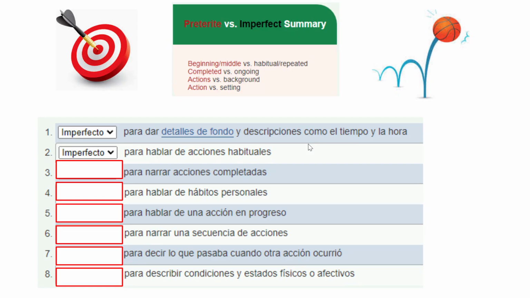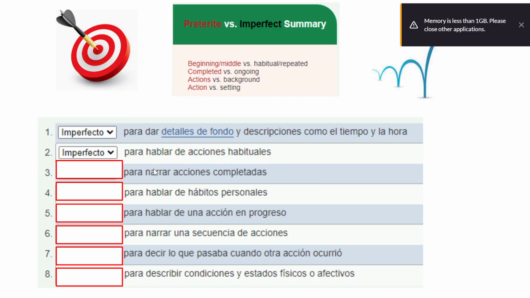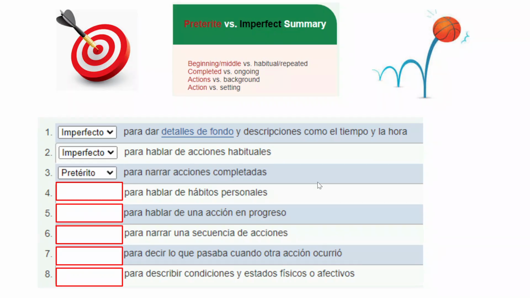Imperfecto. Para narrar acciones completadas. To narrate completed actions. Completed, those are very specific, beginning and end. Pretérito. Para hablar de hábitos personales. To talk about personal habits. Habits, those are habitual. Imperfect.